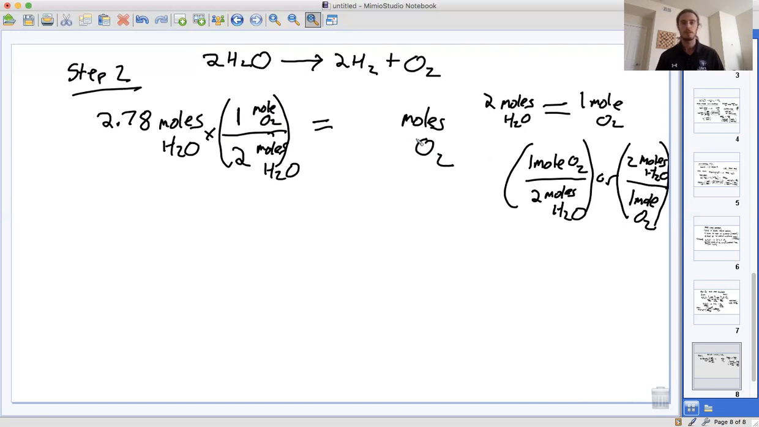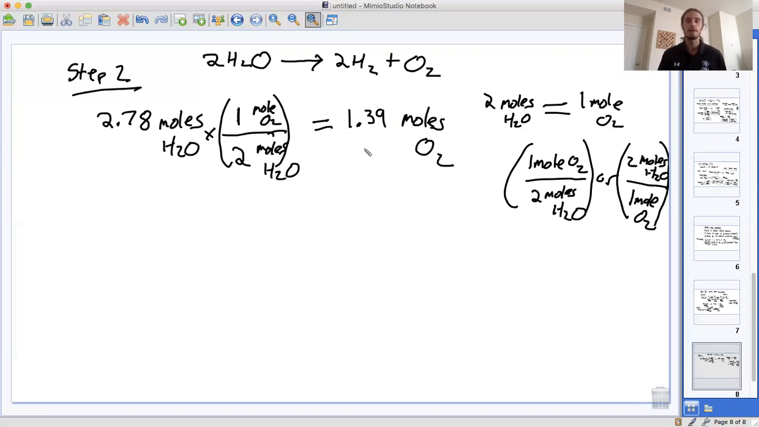So 1.39 moles of oxygen. Now, we should ask ourselves, does this make sense? Well, we know that 2 moles of water, following the recipe, makes 1 mole of O2. But we don't have 2. We've got 2.78, so that's a little bit more than 2. So we're going to make a little bit more than 1 mole. And our answer is a little bit more than 1 mole. So that seems to make sense.